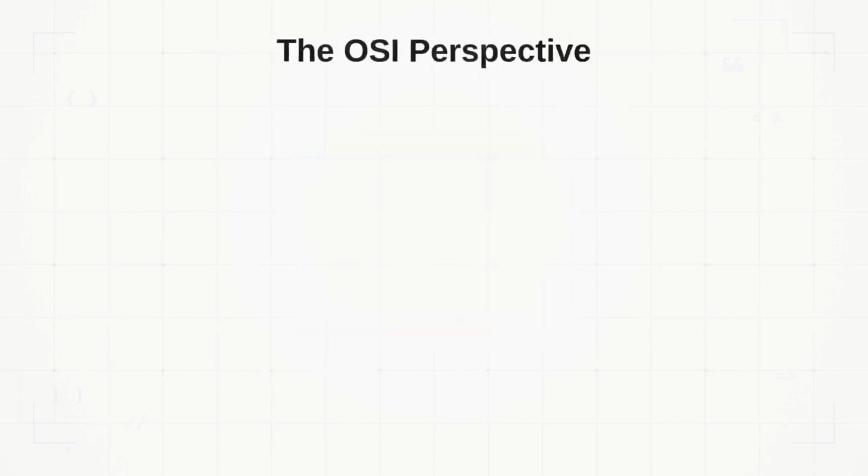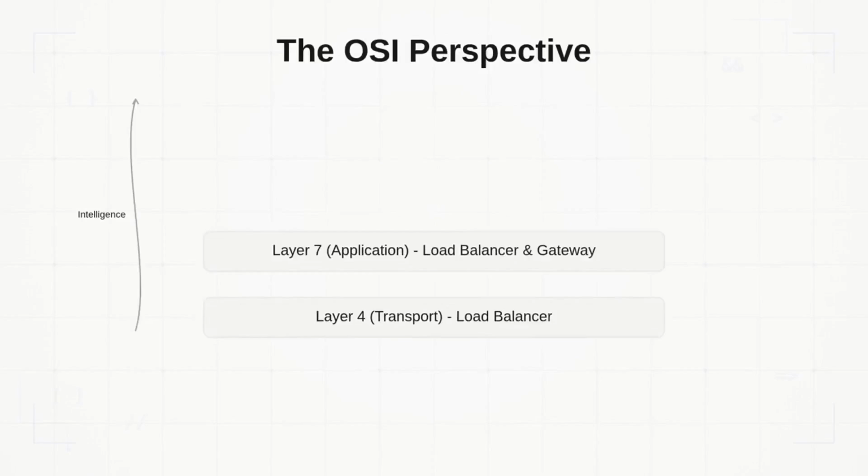To visualize the difference, look at where they sit in the OSI model. A load balancer is typically lower, operating at layer 4, TCP, UDP, or layer 7, HTTP. Because it has less work to do per packet, it is incredibly fast. An API gateway is firmly at layer 7 and above. It needs to parse the entire request body to make decisions. This makes it heavier and slightly slower than a pure load balancer, but far more capable.